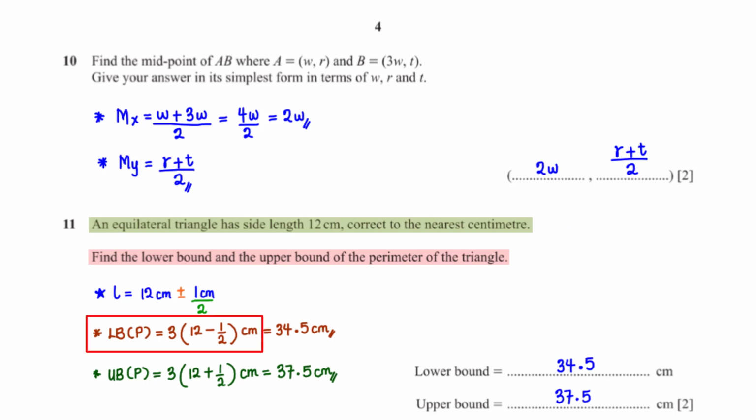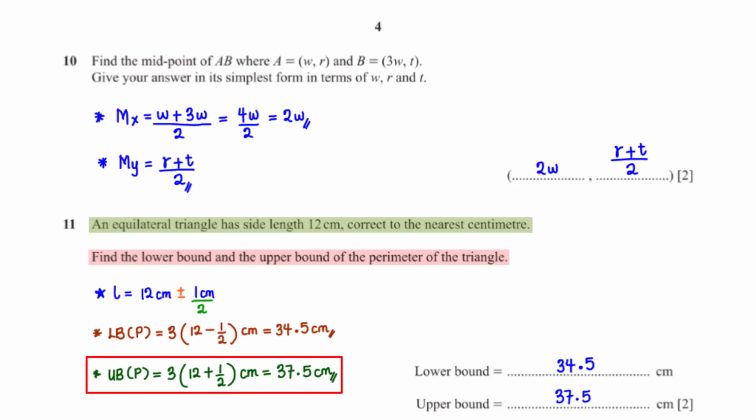So the lower bound of the perimeter would be 3 times the lower bound of L, which is 12 minus 1 over 2 centimeters, which is equal to 34.5 centimeters. And the upper bound of the perimeter would be 3 times the upper bound of L, which is 12 plus 1 over 2 centimeters, which is equal to 37.5 centimeters.